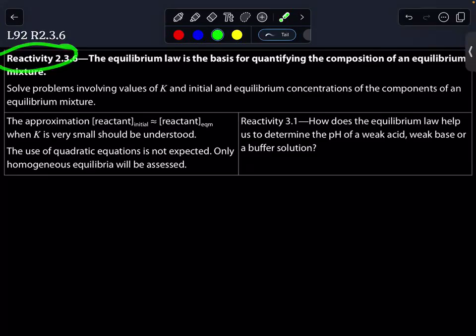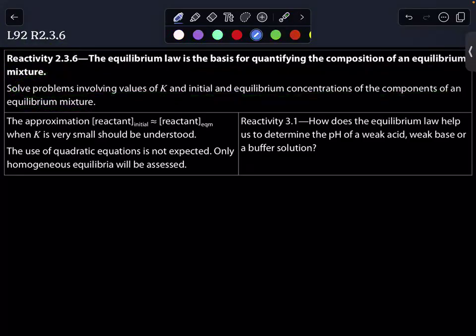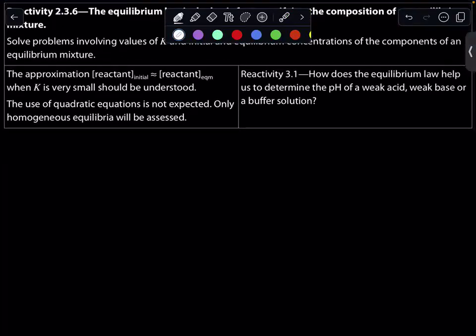In this topic, we are covering the equilibrium law, which is the basis for quantifying the composition of an equilibrium mixture. We will solve problems involving values of K and initial equilibrium concentrations of the components of an equilibrium mixture. So we're going to be looking at different equilibrium equations and quantifying what is in the beginning and end of the equilibrium. So we're going to look at it in three different ways.